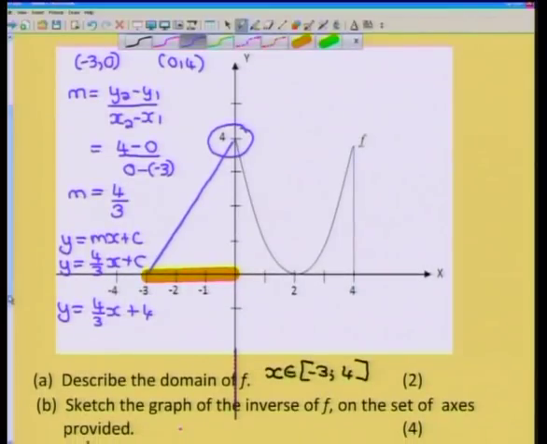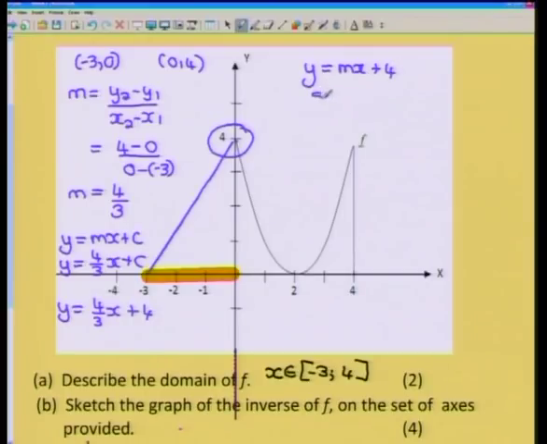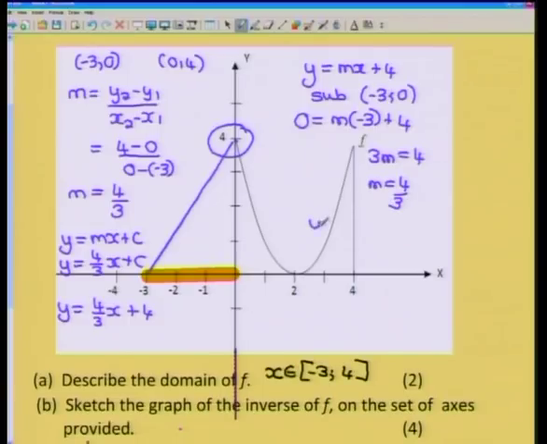All right, there was another way we could have done this particular question. We could have started from the fact that we know the c value is 4. So we would have y equals mx plus 4. We would then substitute another point. So the other point is this point, minus 3, 0. Doing that, we're going to get 0 is equal to m times minus 3 plus 4. And if we look at that, we're going to say 3m equals 4. So m is 4/3. So your equation is y equals 4/3 x plus 4.